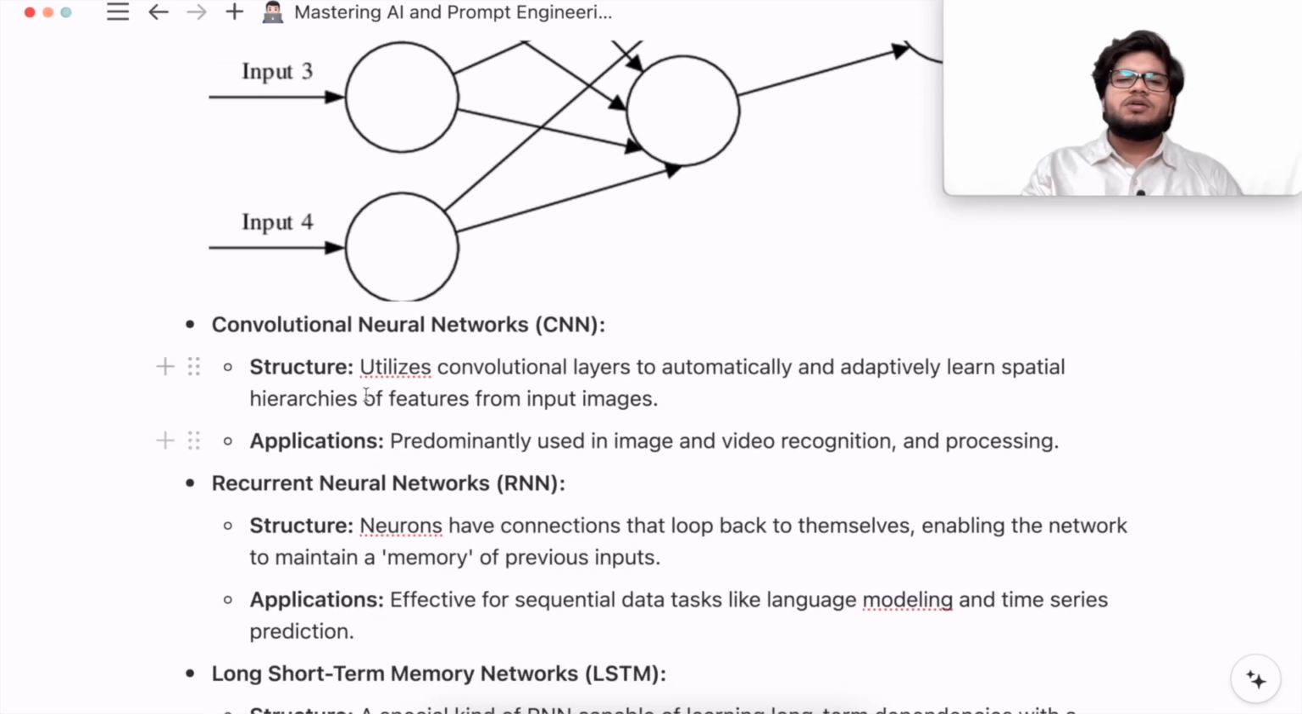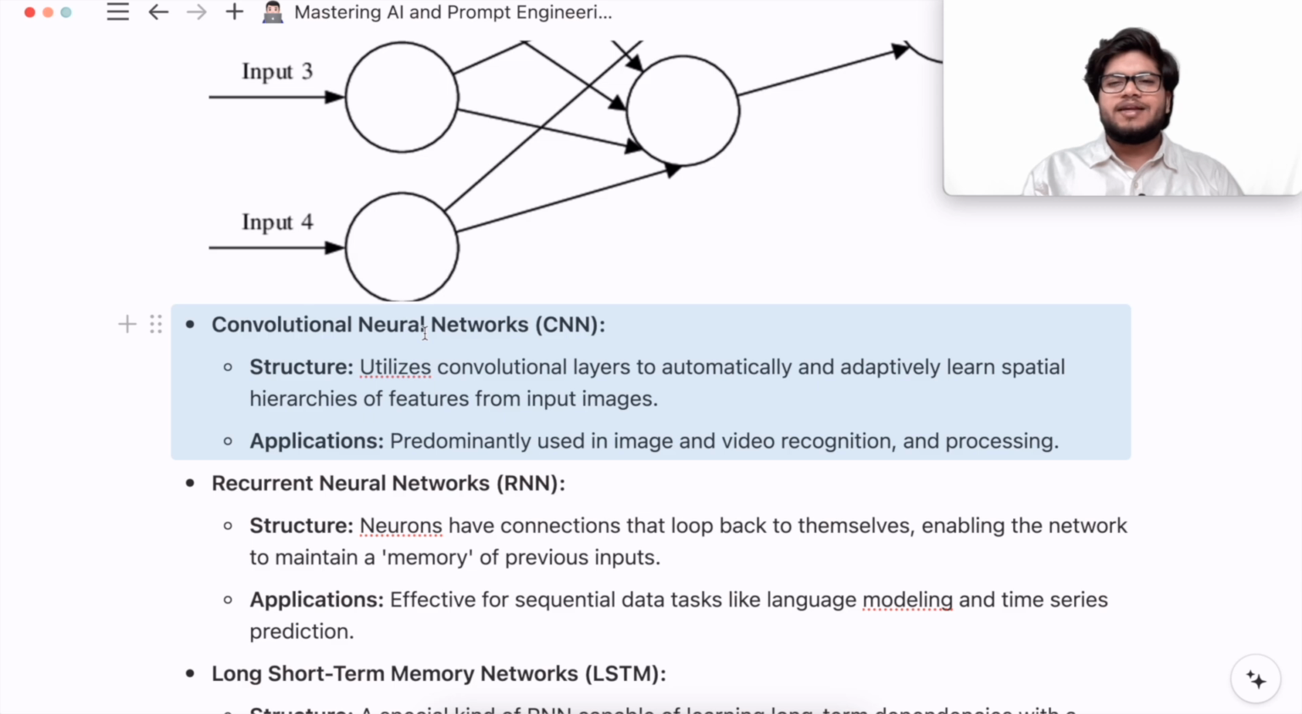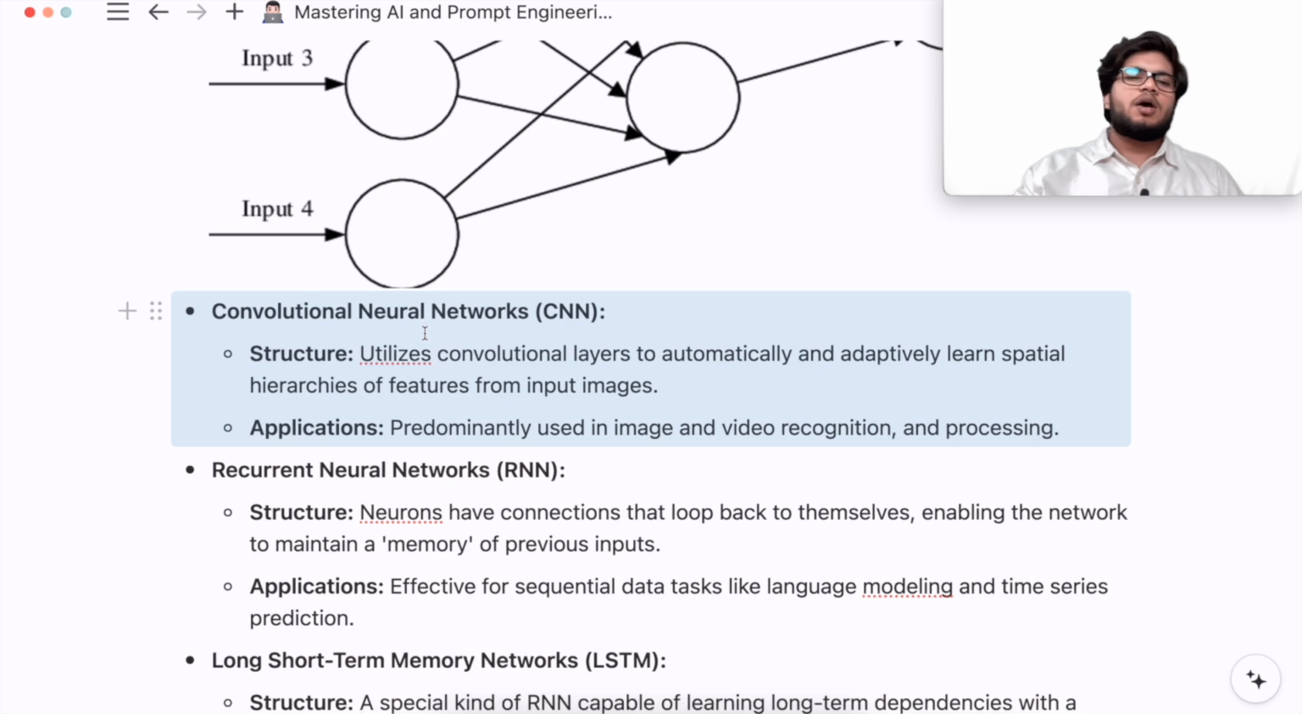Now let us come to the second common neural network architecture, that is the convolutional neural network, also known as CNN. The structure of it is convolutional layers to automatically and adaptively learn spatial hierarchies of features from input images. So what we have to input here is the image. Now the application of this is predominantly in image and video recognition and processing. So if we are building an AI tool that requires image and video recognition, we will have to use a convolutional neural network, CNN. Now let us move forward.